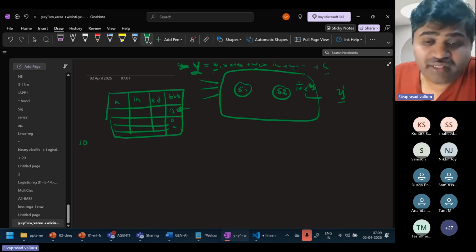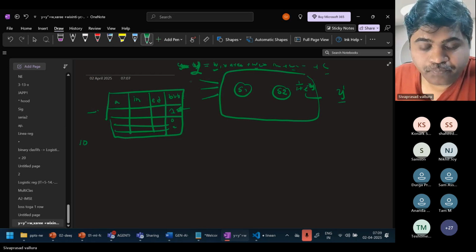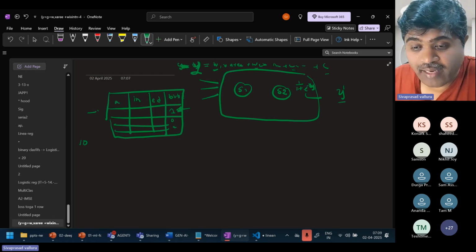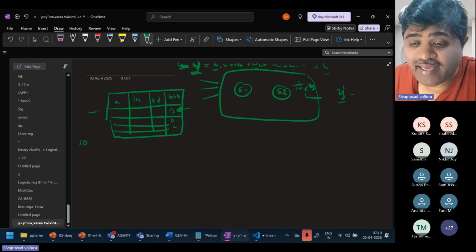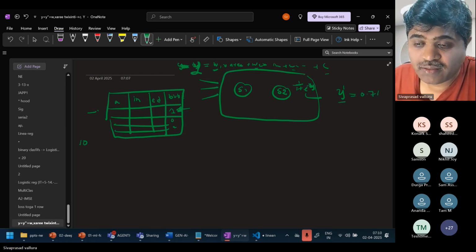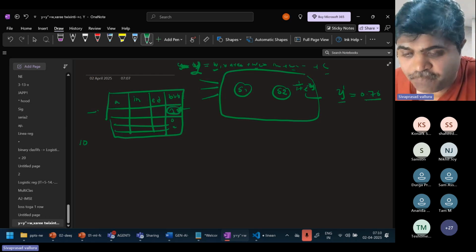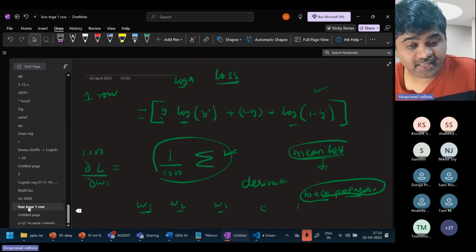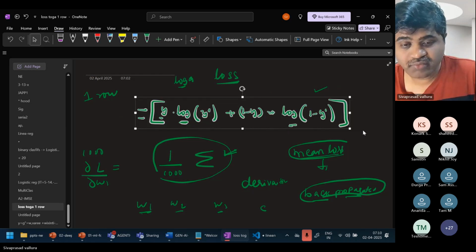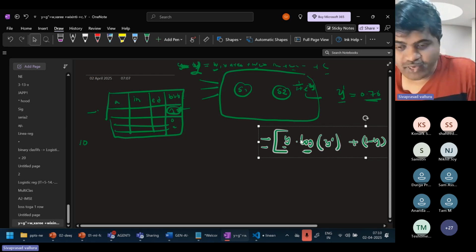Now with random values, once we give the first row as input, some z is calculated, right? And applying this formula, we'll get some y dash. Let's assume that y dash is 0.76. We know the actual value is 1, but the predicted value is 0.76. What is the loss? The loss in this case is calculated using this formula, which we call log loss. This is the formula.